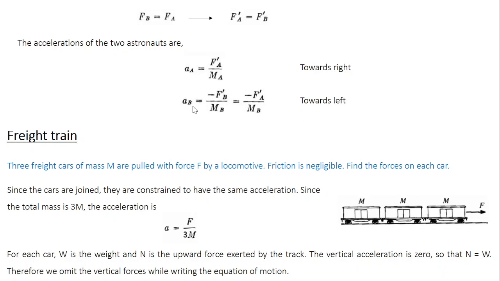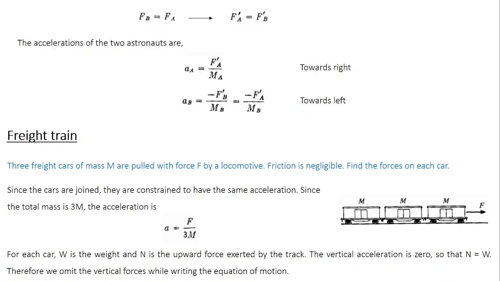And the acceleration of astronaut B is minus Fb prime divided by Mb. Fb prime is the same as Fa prime, so this is minus Fa prime divided by Mb, and the negative sign indicates that this is working towards the left. So this is how you apply Newton's laws to analyze the motion of a classical system.